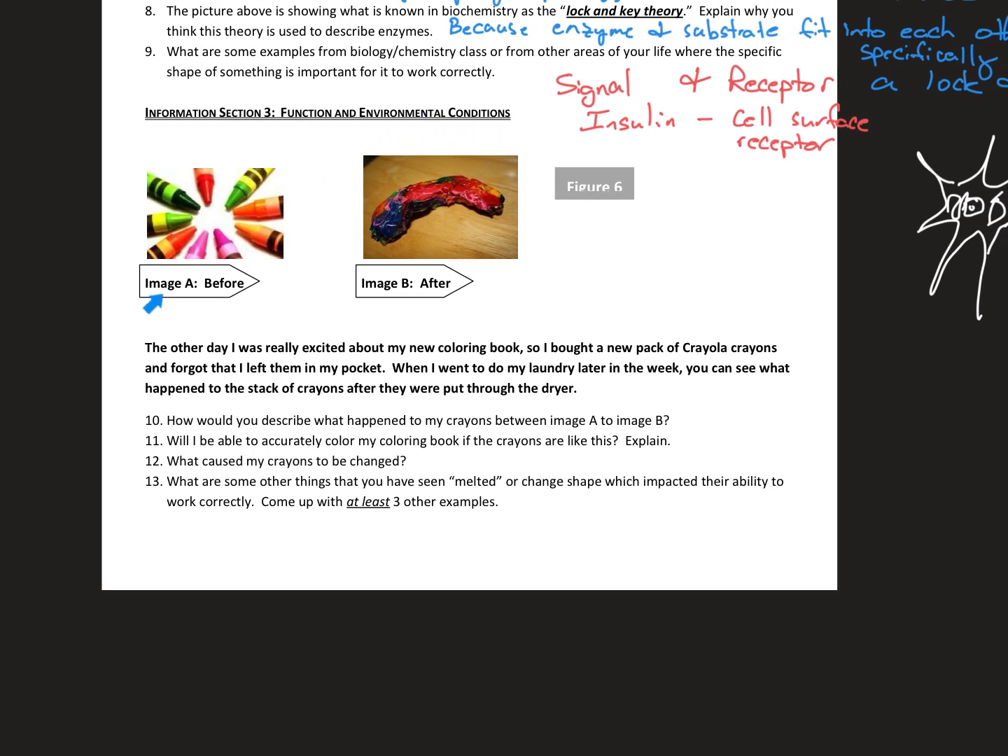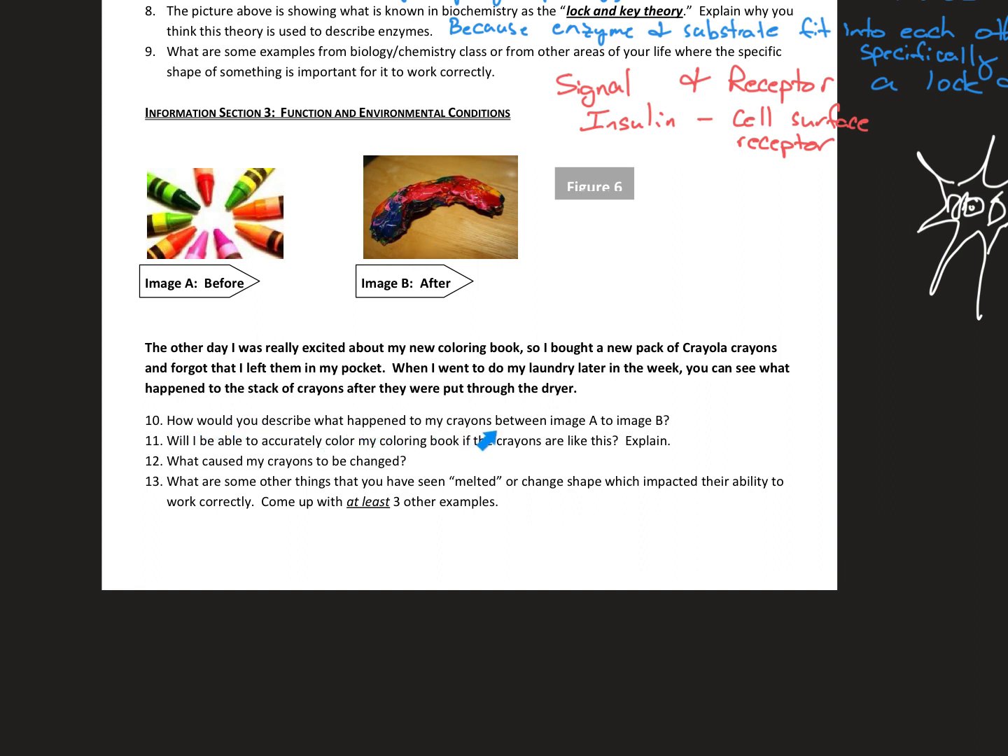Function, environmental conditions. So here you have some crayons. You put them all together, and the other day, I was really excited about my new coloring book, so I brought a new pack of crayons. I forgot I left them in my pocket when I went to do my laundry later in the week, and what you see is what happened to this stack of crayons after they were put in a dryer. They all melted together because it was too hot.